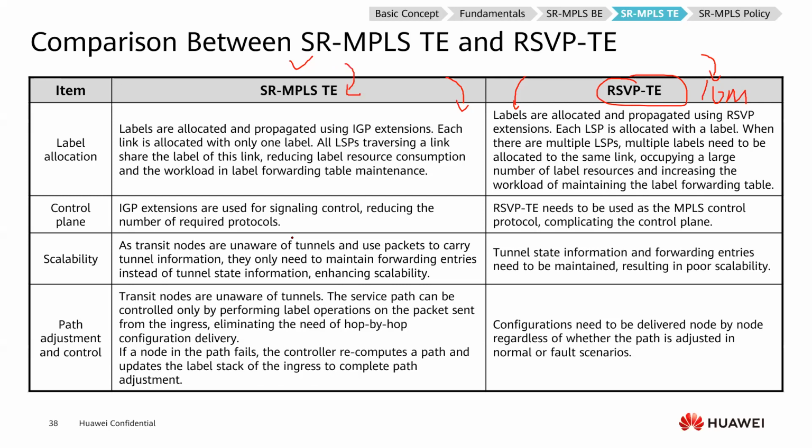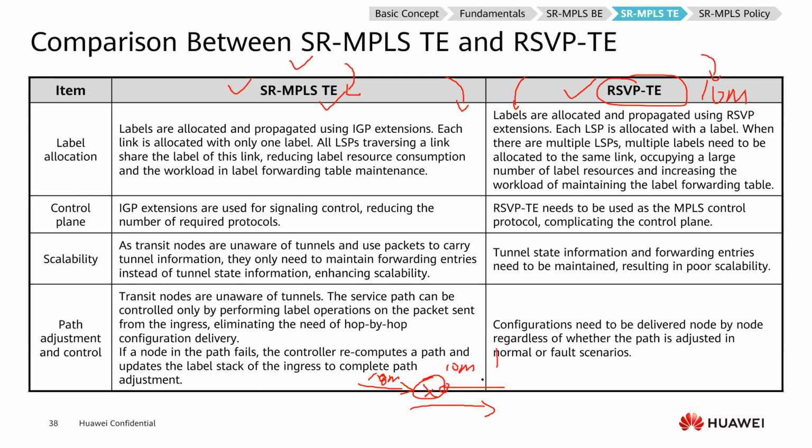SR-MPLS TE basically can only calculate the path. For example, I only want the devices to use 10 megabits, but 100 megabits of traffic comes in. SR-MPLS TE cannot control it; it will forward 100 megabits out, but RSVP-TE can control it. That is one big difference, and it is an advantage for RSVP-TE and a shortage for SR-MPLS TE. In other features, SR-MPLS TE is much better than RSVP-TE.